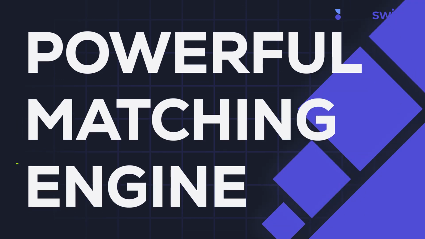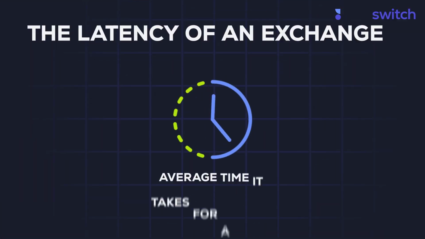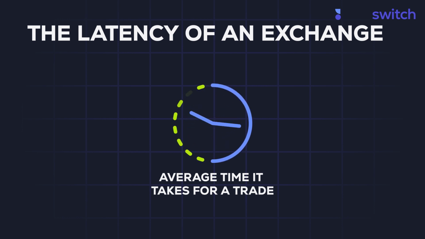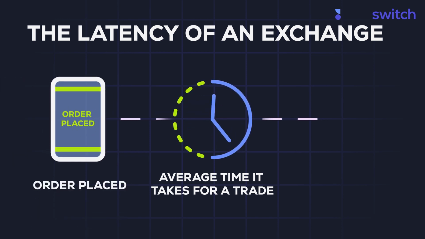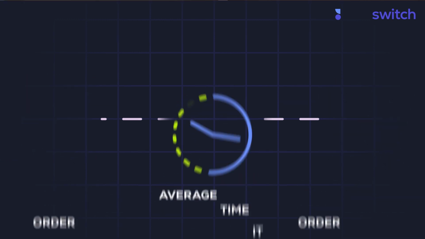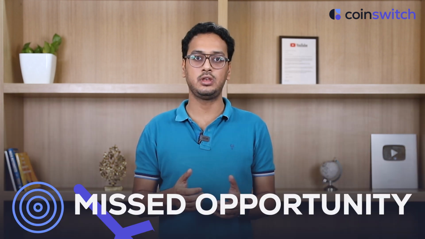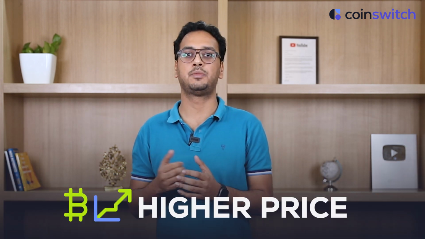The second change coming to the app is a powerful matching engine to reduce the latency of our crypto trading platform and ensure fast matching under the hood. Latency on a crypto exchange refers to the average time it takes for a trade to be executed after an order is placed. In other words, it's the delay between the submission of an order by a user and its execution. The time is critical in a fast moving market. A delay in execution could mean a missed opportunity or even a higher price for the asset.